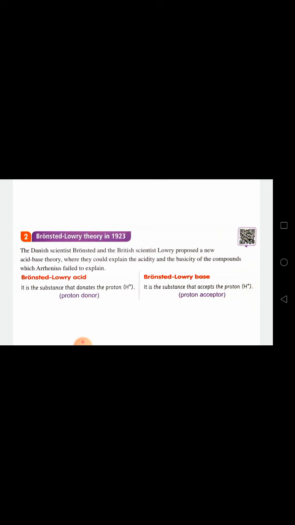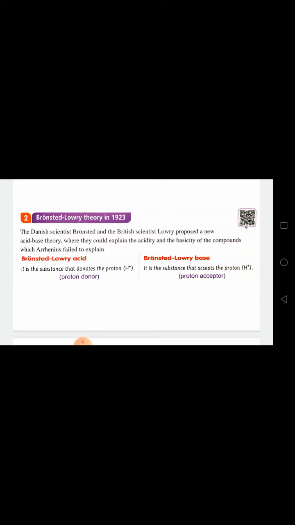The second theory is the Brønsted-Lowry theory, which defines the acid and base on the basis of who donates a proton, or positive hydrogen ion, and who accepts this proton. In Brønsted-Lowry theory, the acid is the substance that donates protons, so-called proton donor, while the base is defined as the substance that accepts protons, so-called proton acceptor.